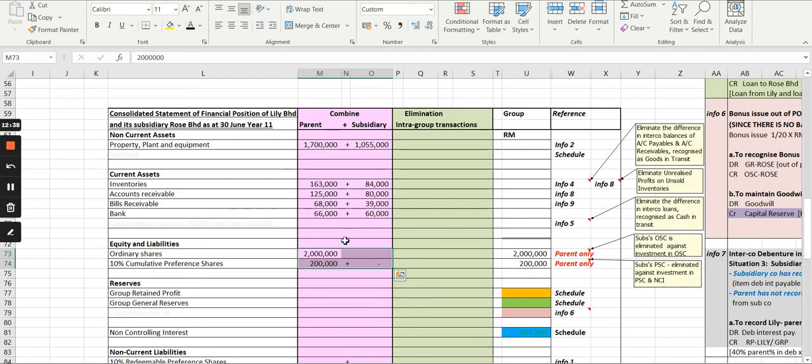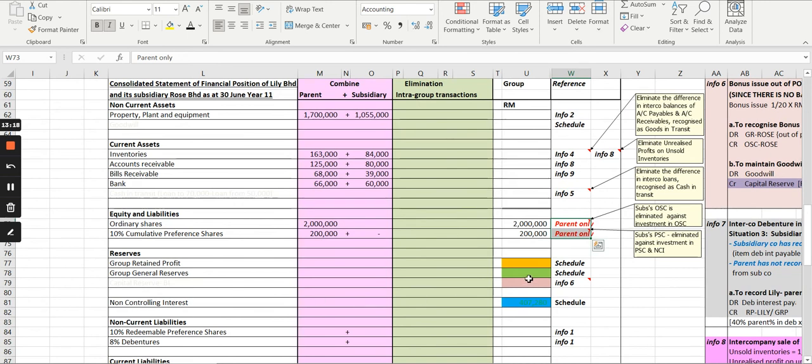You would see that, as I mentioned here, for the ordinary and 10% cumulative preference shares, it is just the one of parent, none of the subsidiary, because the subsidiary's ordinary shares will have been eliminated together also with the preference shares. So the subsidiary's ordinary shares are eliminated against the investment in ordinary shares. The subsidiary's preference shares are eliminated against investment in preference shares and non-controlling interest. We'll see that later.